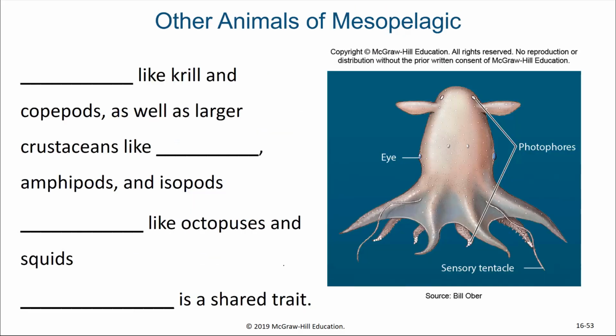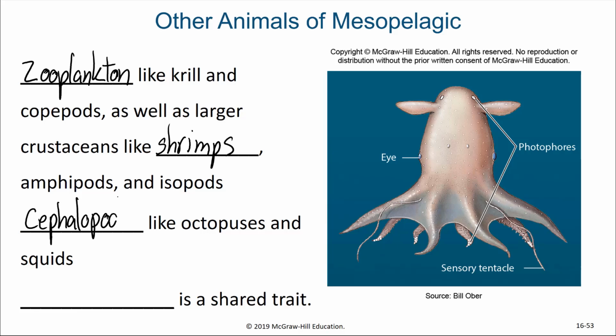There are some other animals of the Mesopelagic, including zooplankton, like krill and copepods, as well as larger crustaceans, like shrimps, amphipods, and isopods. There are some cephalopods, including the vampire squid pictured here, although it's not exactly a squid because of certain modifications. Bioluminescence is also a shared trait.